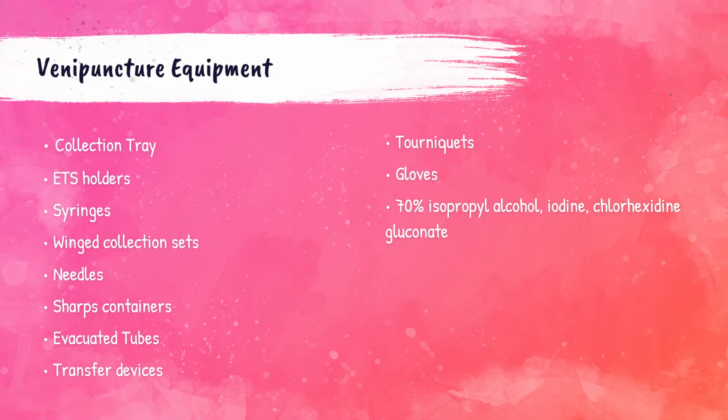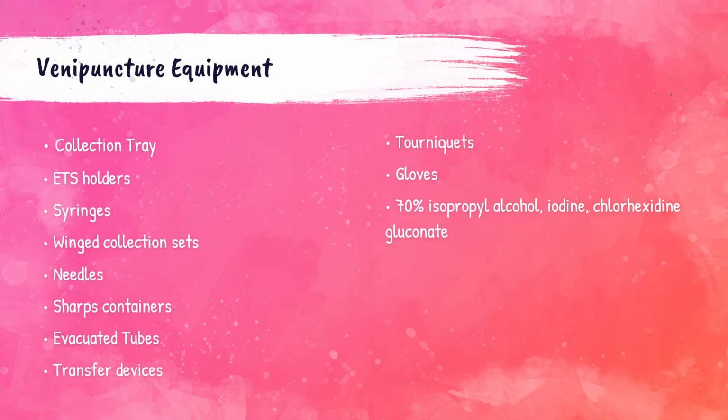Needles and other sharps are required to be disposed in a sharps container to prevent needle sticks from happening. A transfer device is utilized to relocate blood from a syringe into an evacuated tube. A tourniquet is used to help make the veins more visible. Gloves are a form of personal protective equipment, or PPE, that must always be worn when performing a phlebotomy procedure. And due to latex allergies, latex-free gloves should be worn to prevent reactions in patients.